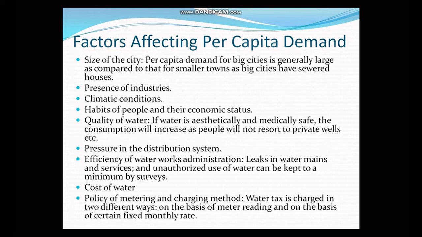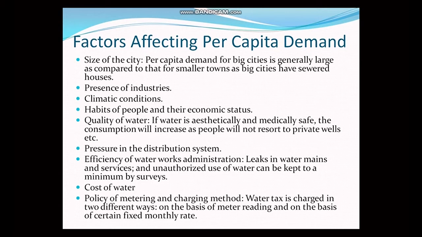The first one is size of the city. Per capita demand for big cities is generally large as compared to that for smaller towns, as big cities have sewered houses and presence of industries. If industry is high at a certain place, then definitely water demand is high, as to run a certain industry, requirement of water is high. Then come the climatic conditions. If it is a hot climate, requirement of water is high.